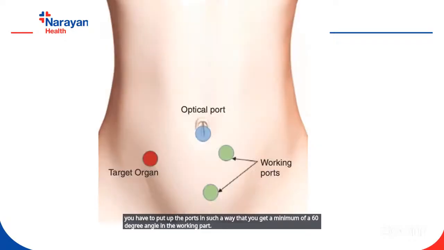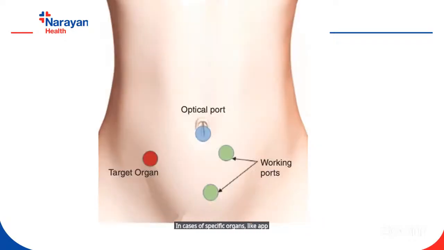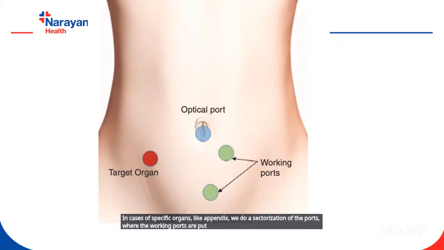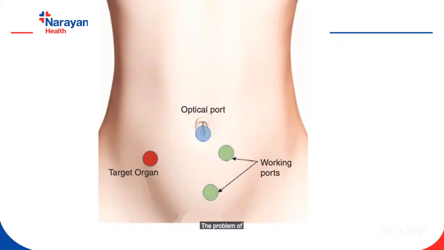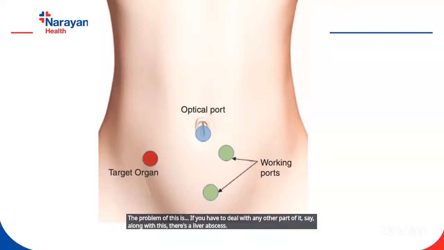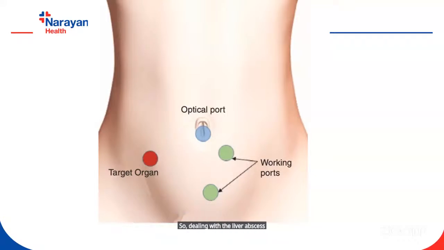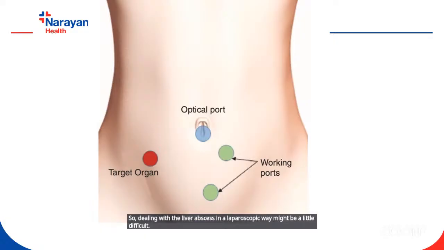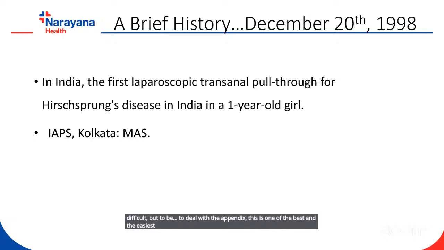In cases of specific organs like the appendix, we do a sectorization of the ports where the working ports are put in a single sector. The problem with this is if you have to deal with any other part, say along with this there's a liver abscess, dealing with the liver abscess in a laparoscopic way might be a little difficult. But to deal with the appendix, this is one of the best, easiest, and fastest possible ways.